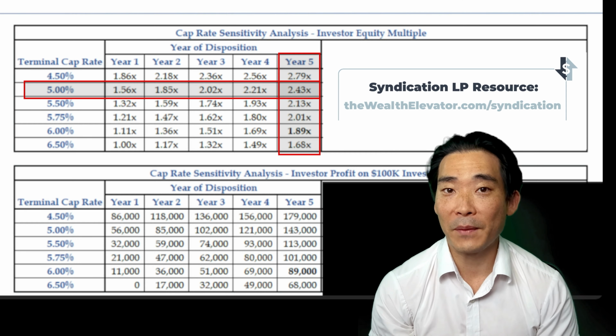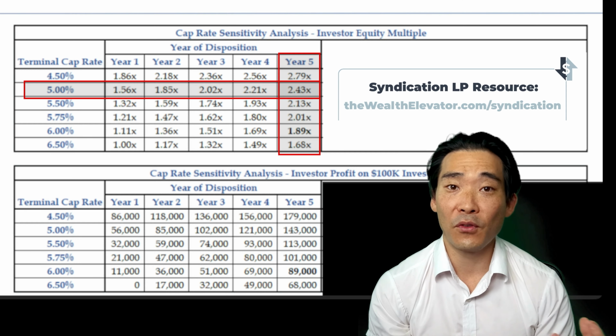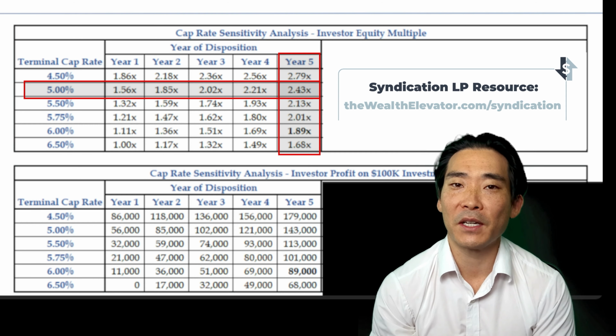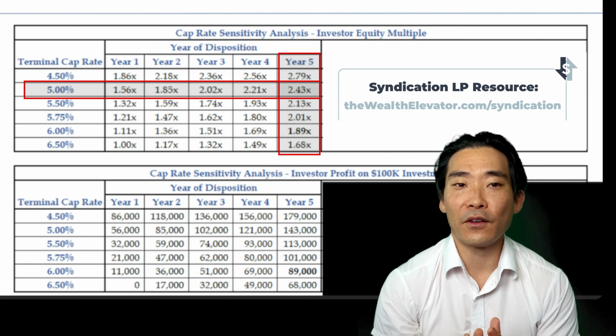Cap rate could go down to 5% and it could be a 2.43, or much more than doubling your money. I believe that's a 150% return on your investment in year 5.